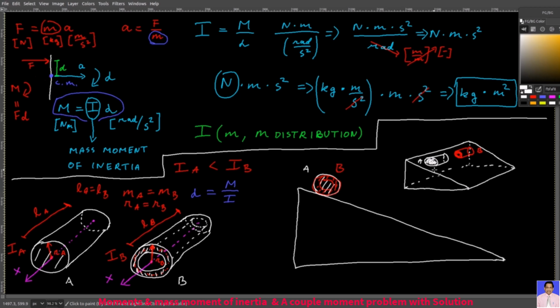This is your cylinder A, and this is cylinder B, and they are both at the same height. And now let's assume that I allow them to roll down the ramp at the same time. So my question is, which cylinder will reach the ground faster, A or B? Which one will reach the ground faster? Give it a thought first, and then let's talk about it in the next video.